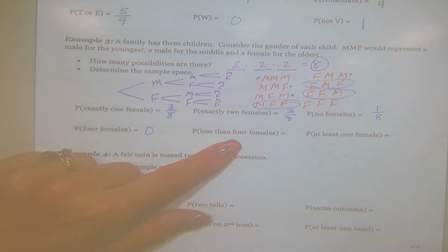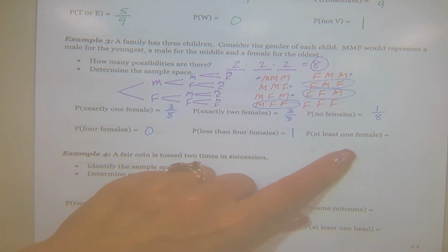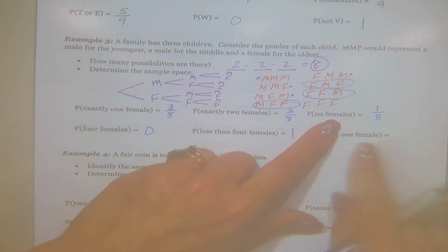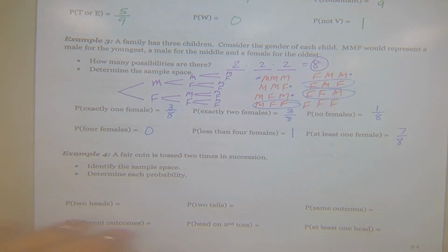Less than 4 females. Well, if I only have 3 kids, I'm guaranteed to have less than 4 girls. So that's a sure thing. At least 1 female. Well, only one birth order had no females. So for the other 7, there was at least 1.